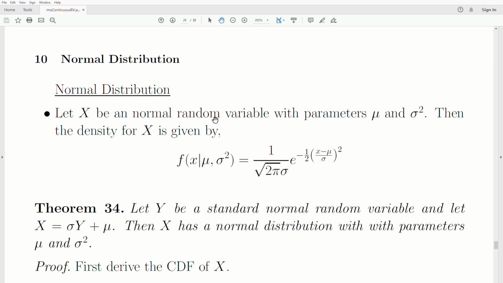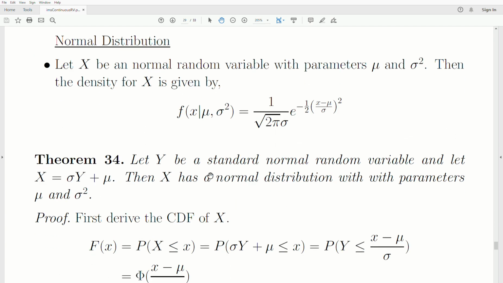Let x be a normal random variable with parameters mu and sigma squared. Then the density for x is given by this expression. f of x, given the parameters mu and sigma squared, is equal to 1 over the square root of 2 pi times sigma times e raised to the minus 1/2 x minus mu over sigma quantity squared.